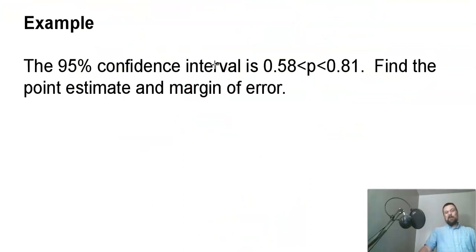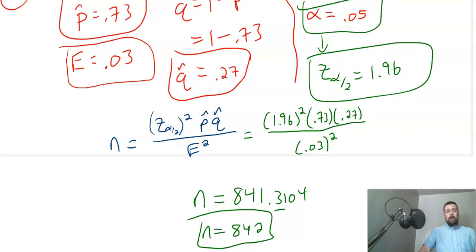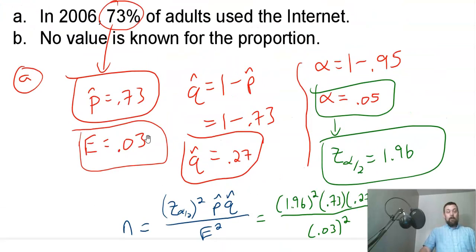And this one's kind of a tricky one because you're trying to work backwards. You have the confidence interval. You want to work backwards to find p hat and the margin of error. And so I'll talk about how to do that in just a second. Okay, but we got to do part B here.